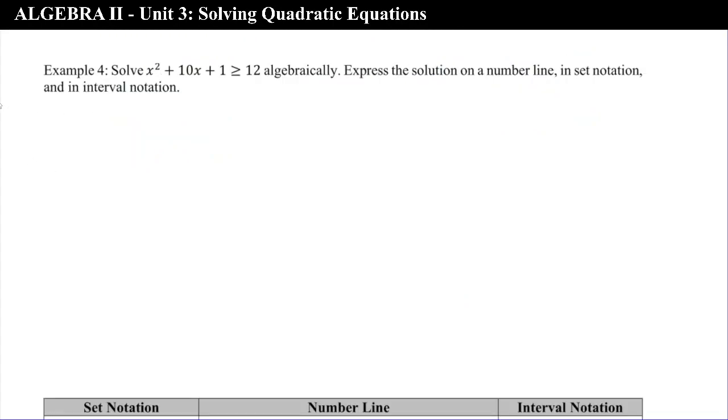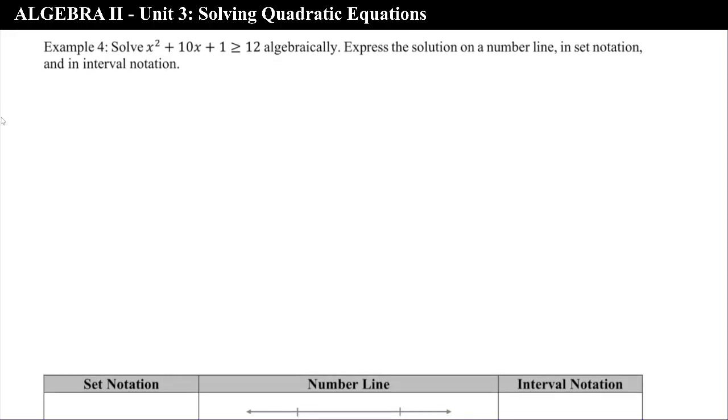So here we're going to solve this inequality algebraically. So let's begin by taking our inequality and writing down the related equation. And then we're going to get everything to one side, so we have standard form. And now we're going to factor this. And when you factor it, two numbers that multiply to give you -11, add to give you 10. That's 11 and -1.